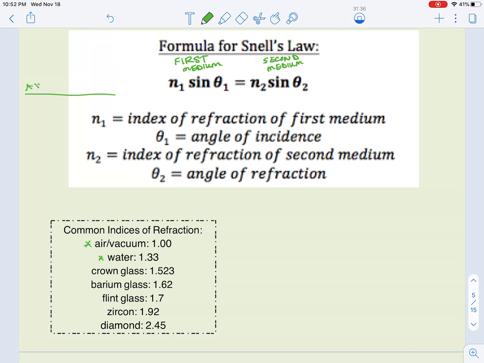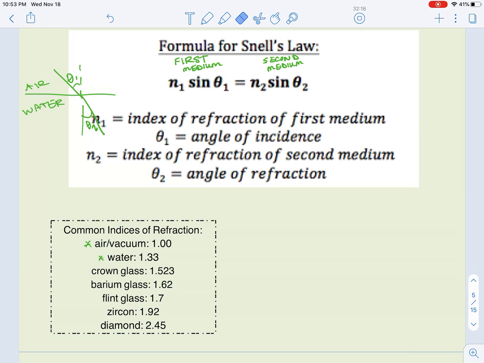From this formula, I can calculate what the n value is for either of my materials. Let's say that we have light that is traveling from air into water, and what if I didn't already know what the n value for water was? If I knew the angle, and again that's measured from the normal line, if I knew the angle of incidence and I knew the angle of refraction, then I could determine what the n value for my water is by simply plugging in the other values. Remember, you're supposed to know air has an n value of 1.